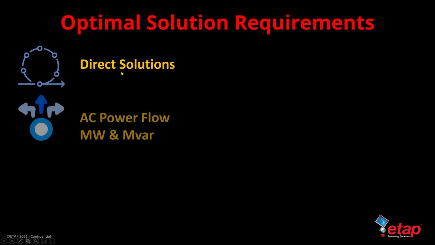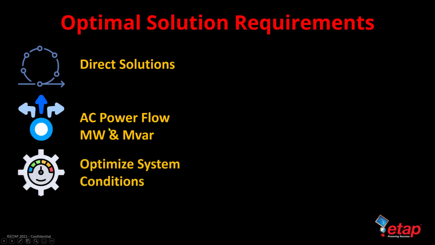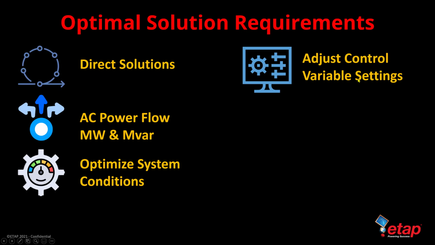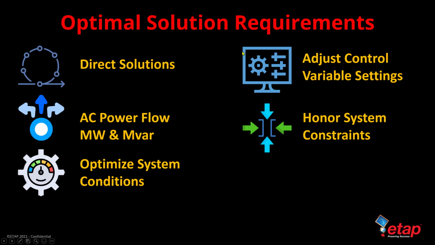It must be able to solve AC power flow. That means we solve for megawatt and megavar. That means we're optimizing real and reactive power both. We should be able to optimize various system conditions. We should be able to automatically get the adjustments on the control variable settings, and the optimized solution should honor system constraints.